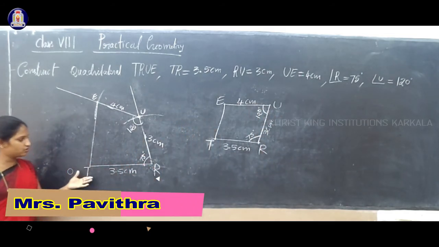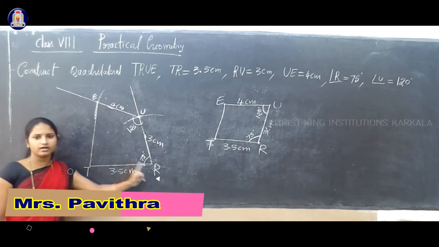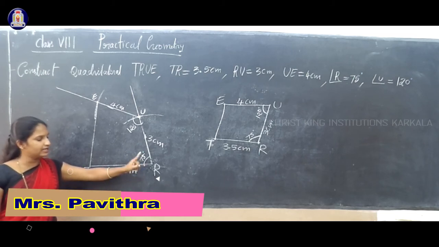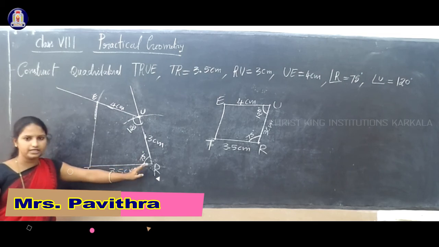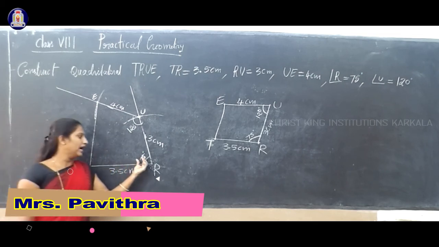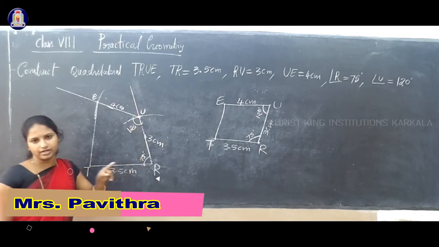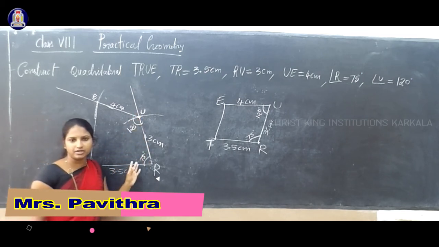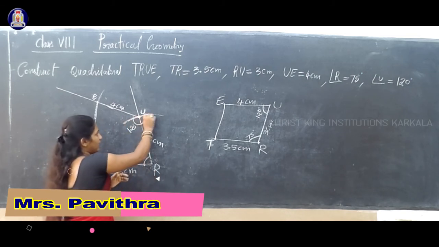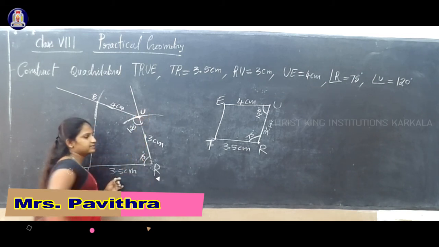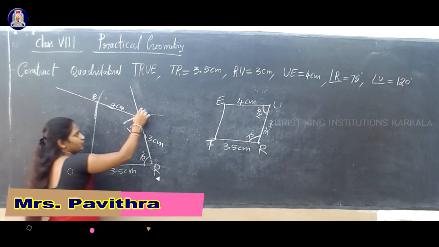So now first you have to take base TR, that is 3.5 centimeter. Next you have to measure angle R. Angle R is 75 degree. By using a protractor you can measure an angle of 75 degree. Mark 75 degree, then draw a line. Next RU is 3 centimeter. In compass you have to take 3 centimeter and draw an arc. This arc will cut the line at one point. We get the second point, that point is U.